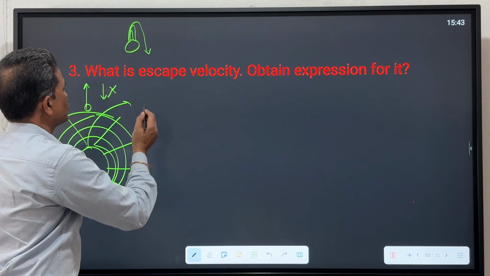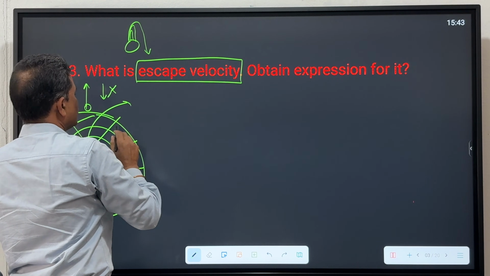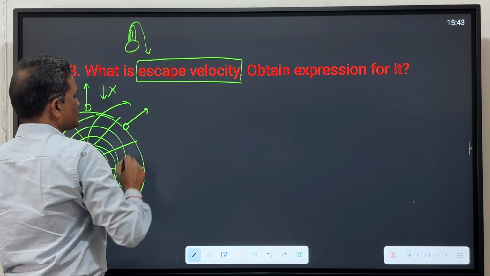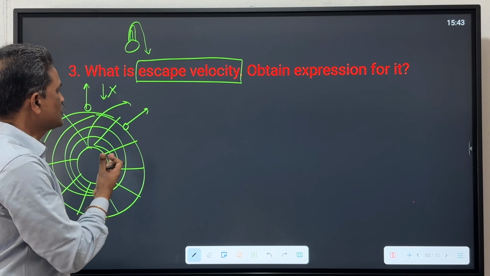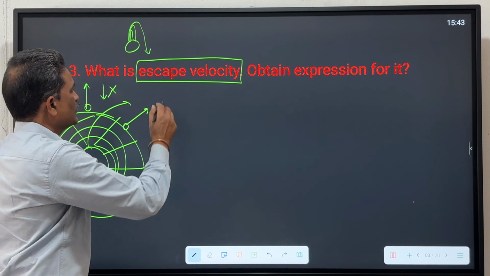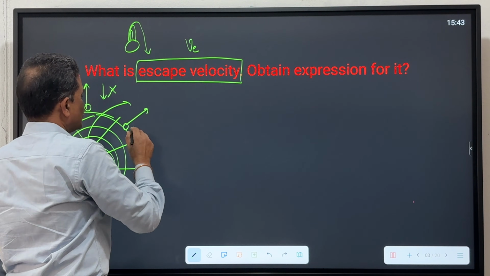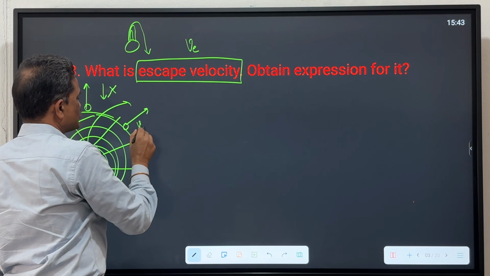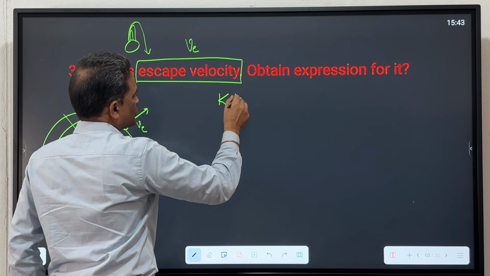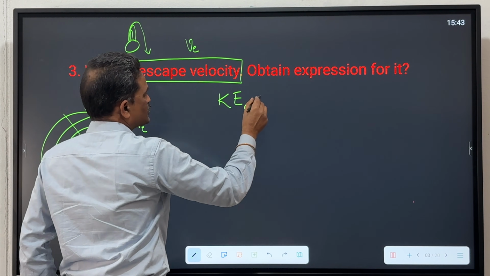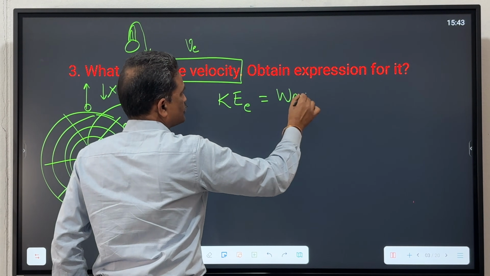That velocity is called escape velocity. Escape velocity is the velocity with which an object can escape from the earth's gravity, its attraction. I indicate escape velocity by VE. In order to give escape velocity, I am giving kinetic energy. So the kinetic energy of the escaping object must be equal to the work done by the system.